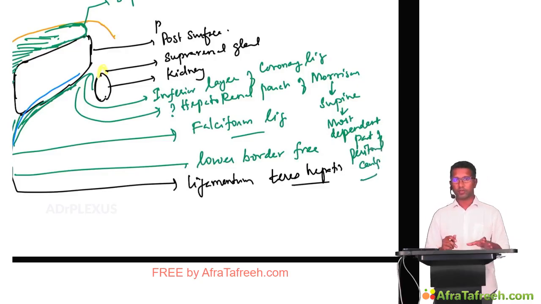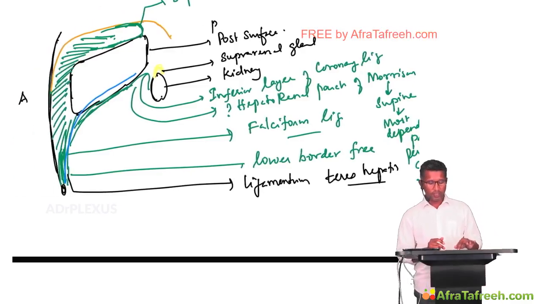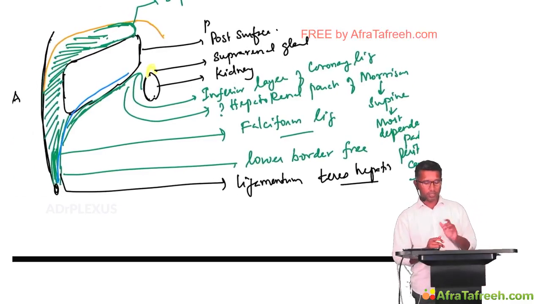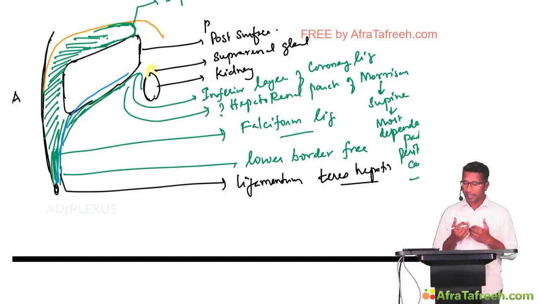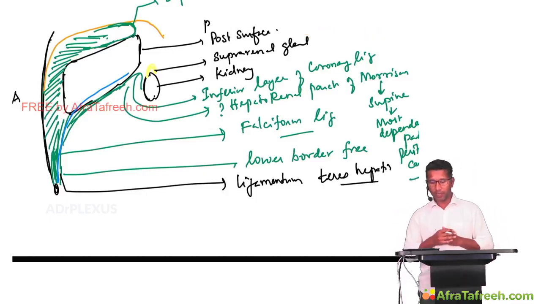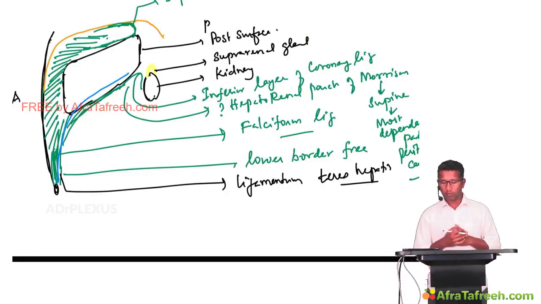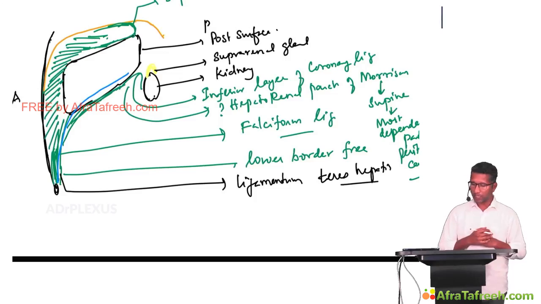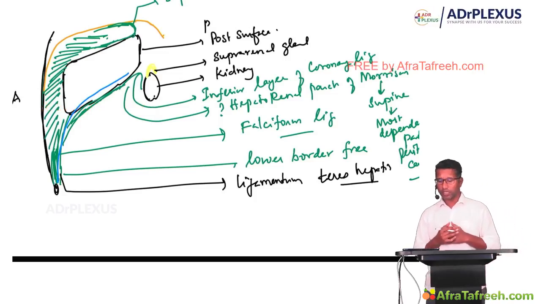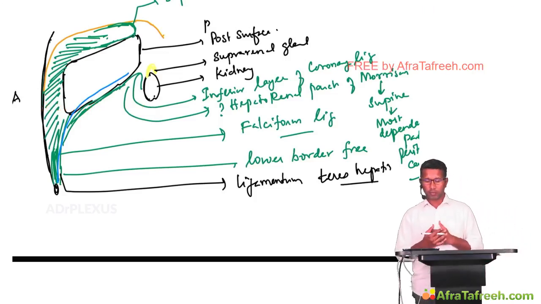So if somebody asks you if the patient is in supine, yes, Morrison's pouch is the most dependent pouch. But if the patient is standing, what is the most dependent pouch, guys? When a patient is standing, what is the most dependent pouch of the peritoneum called? Anybody? What is the most dependent pouch when a patient is in erect posture or standing?